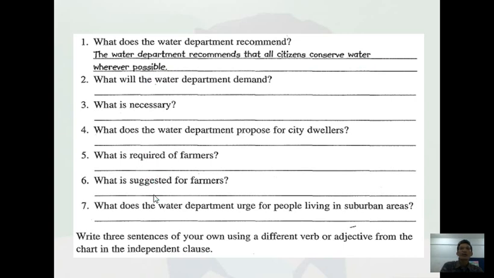Continue until number 7. And write 3 sentences of your own using a different verb or adjective from the chart in the independent clause. Please try to find the verb or adjective from the chart for the independent clause. Write 3 sentences of your own using a different verb, and then you try to find again the list of the verb or adjective for the independent clause. Here, for the previous slide.